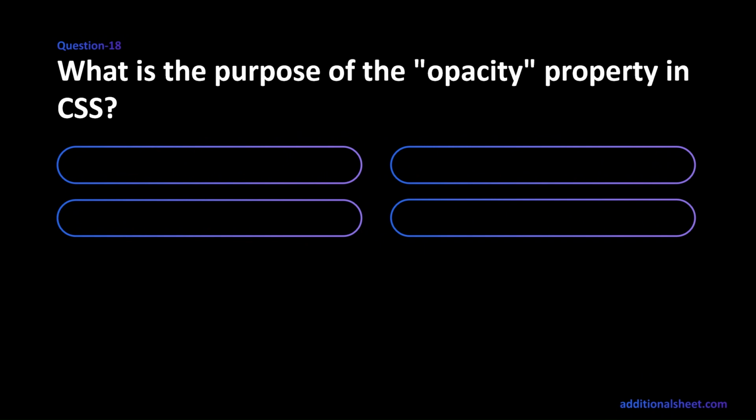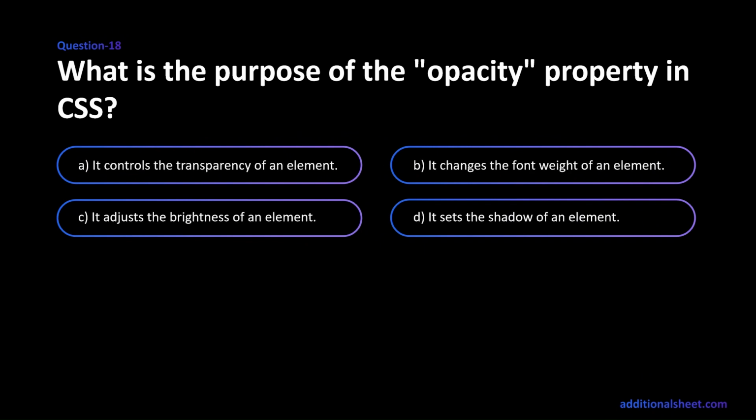Q18. What is the purpose of the opacity property in CSS? Options are A. It controls the transparency of an element. B. It changes the font weight of an element. C. It adjusts the brightness of an element. D. It sets the shadow of an element.